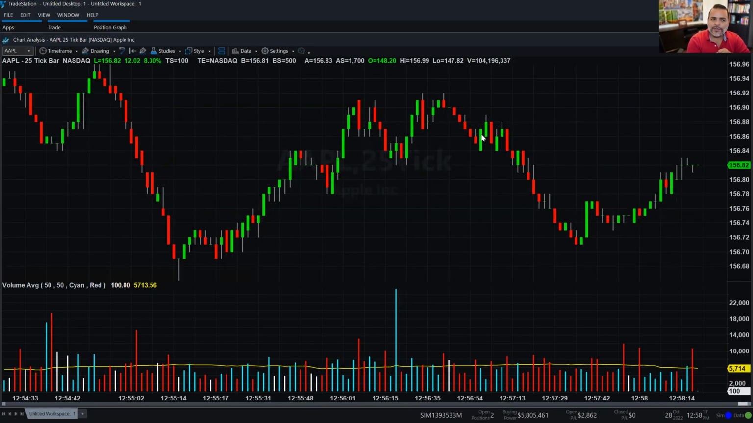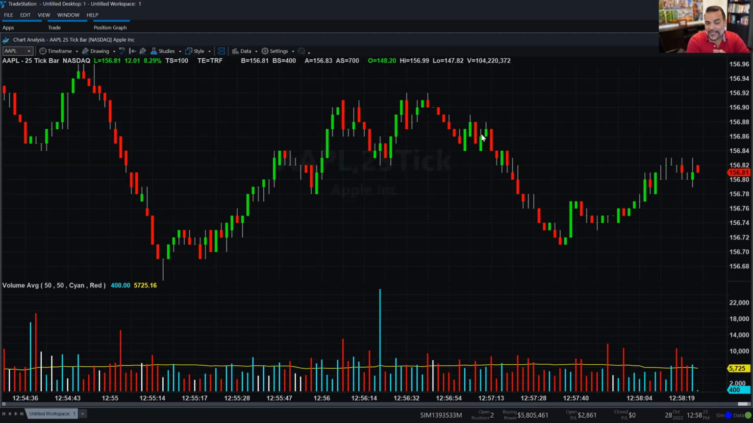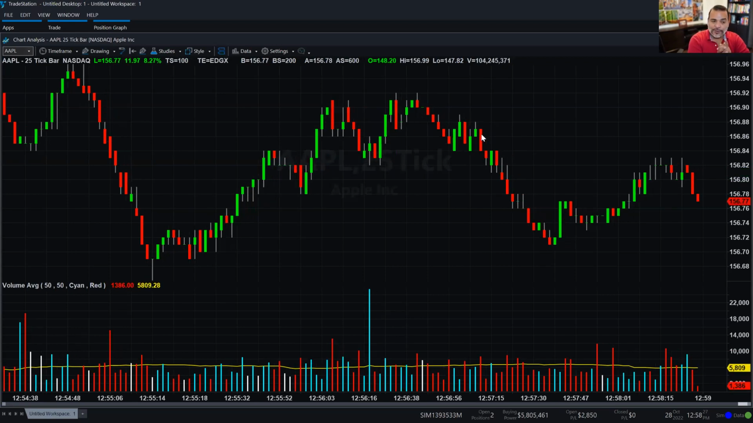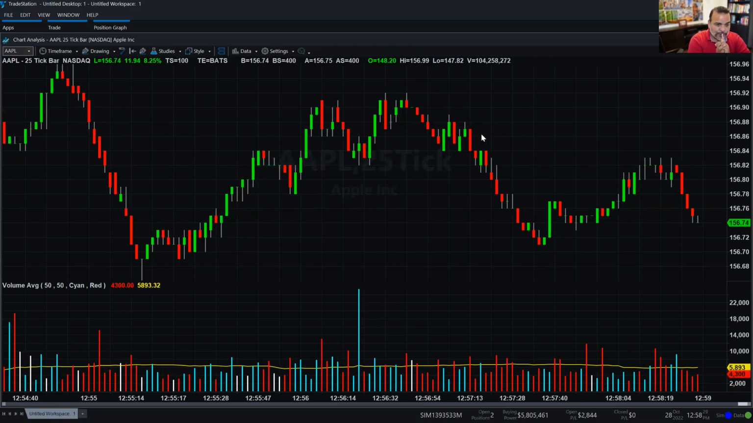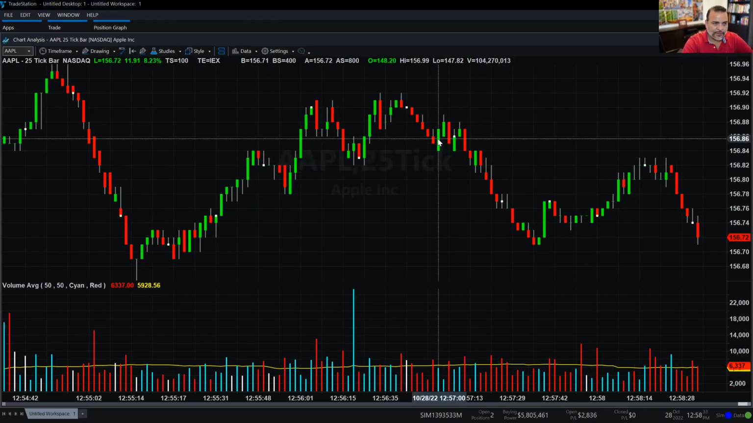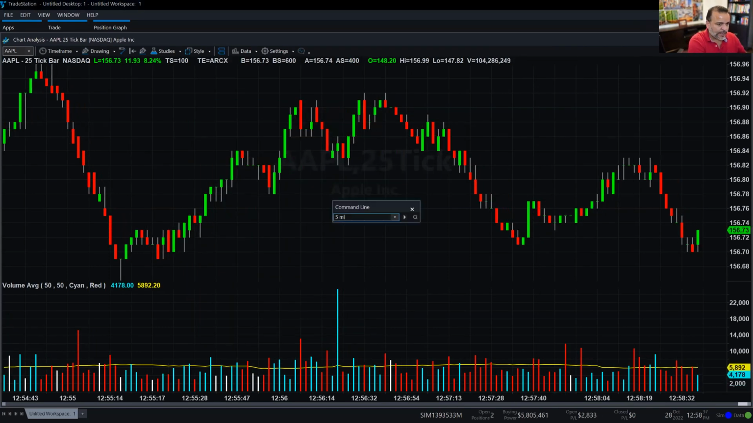So we did talk about slowing this down, and we did talk about how many ticks we should use. Now, in order to have an estimate of the average number of ticks that gets traded, this is what I would do. I would change my volume. Let me go here to a 5-minute again. So let me turn this chart into a 5-minute.